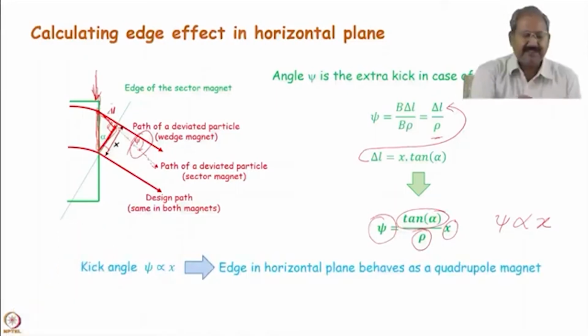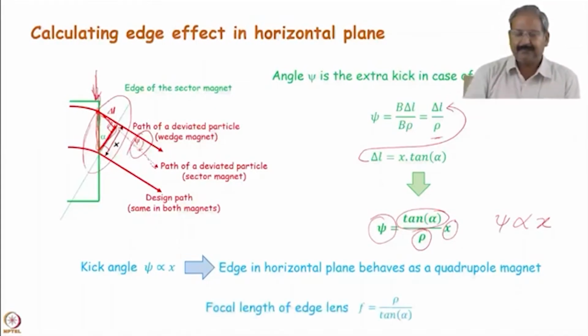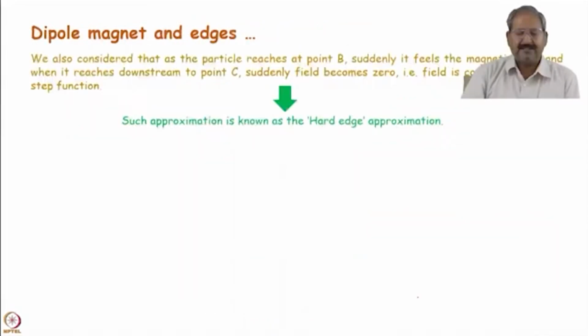And if the kick is proportional to x, this is equivalent to a focusing action. Means this orientation of the edge has an effect similar to a quadrupole magnet. Means the edge can be replaced by a quadrupole in a model of the magnet. And the focal length, you can see from here, is rho by tan alpha.